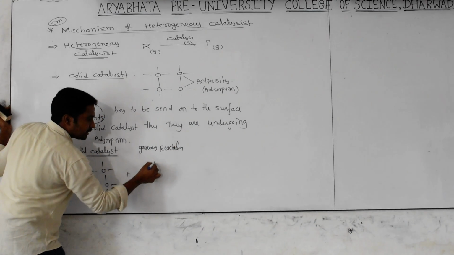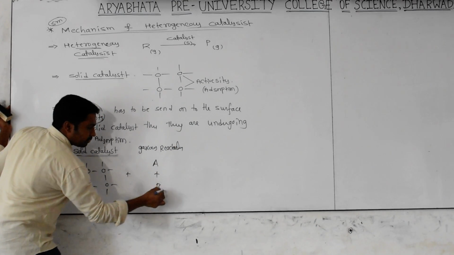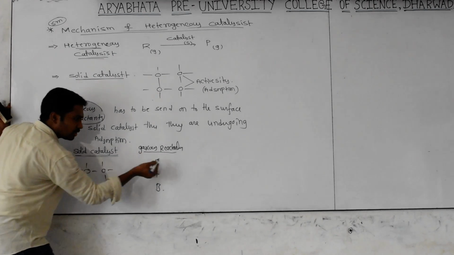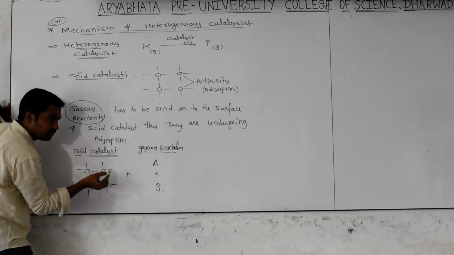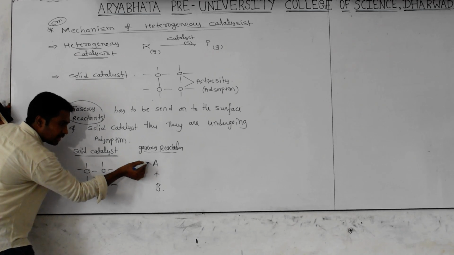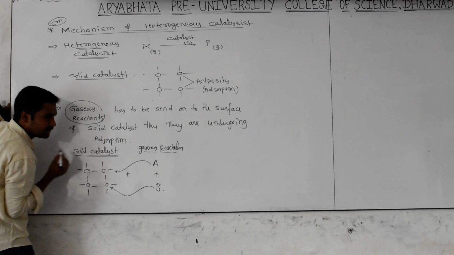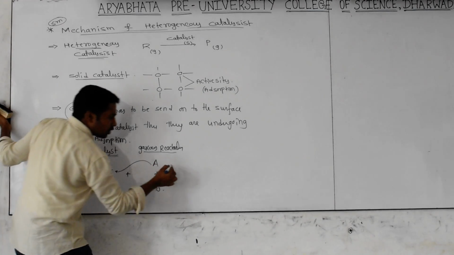Those gaseous reactants are nothing but A and B. Whenever you are sending those gaseous reactants onto the surface of the catalyst, where are they sticking? They are sticking at the active centers or active sites on the surface of the catalyst. Okay, then what are we getting?